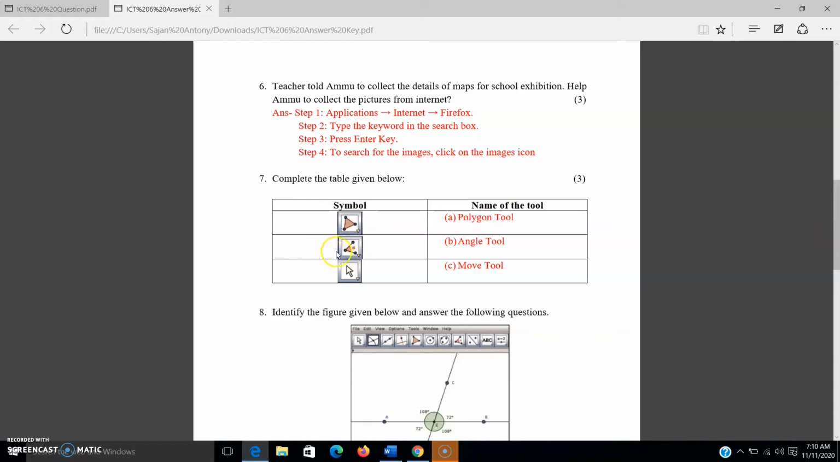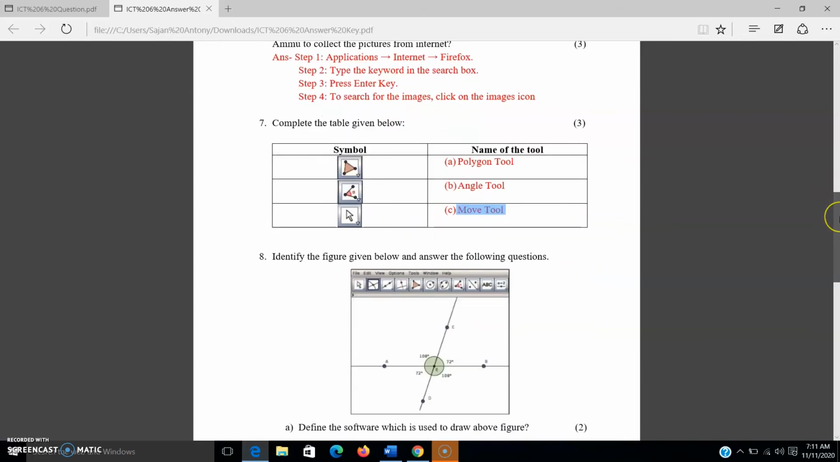You all know, very familiar to you. Yes, answer is angle tool. This is also very familiar to you. What is this tool? Yes, the answer is move tool. So I had told you in the Google Meet to study the symbols of chapter 5. Those symbols are very important. Okay, my dear students, so hope this is also clear for you.